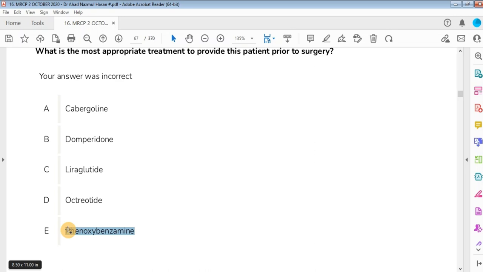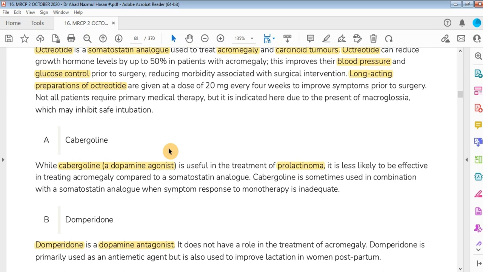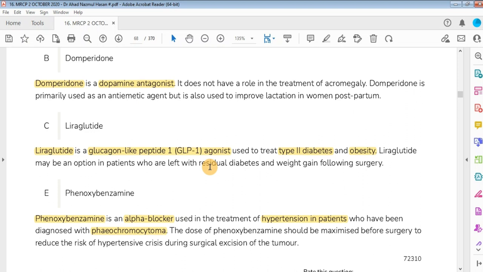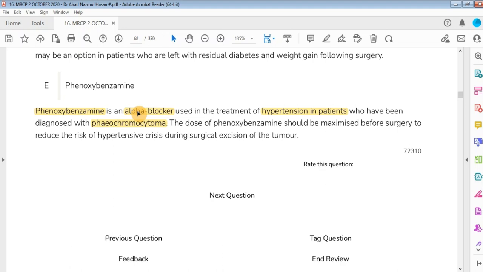So P is for phenoxybenzamine, P is for pheochromocytoma. So cabergoline is a dopamine receptor agonist. Other dopamine receptor agonists are apomorphine and bromocriptine. Domperidone is a gastroprokinetic drug. Liraglutide is a GLP-1 agonist. And phenoxybenzamine is an alpha receptor blocker.